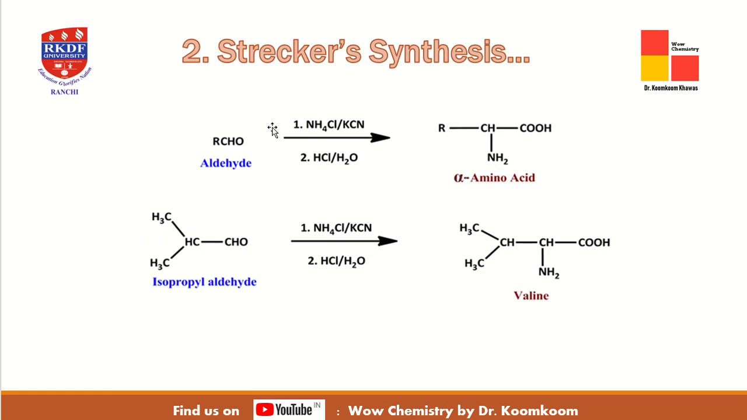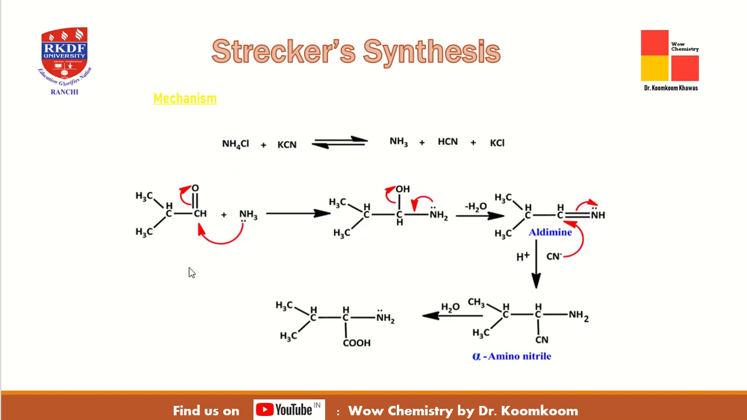The next method is the Strecker synthesis. It involves a reaction between an aldehyde and ammonium chloride and potassium cyanide to give the corresponding alpha amino acid. For example, if isopropyl aldehyde reacts with ammonium chloride and potassium cyanide, we will get valine. So here we find that this portion has been provided from the aldehyde that we have taken, and the ammonium chloride gives the amino group while the potassium cyanide gives the carboxylic acid group. In this way, if we take acetaldehyde as the starting material, then we will get alanine.